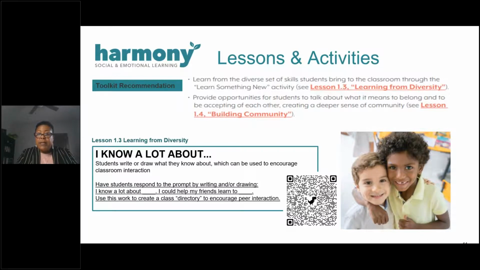The example that's here is coming from our lesson 1.3, Learning from Diversity. And we're talking about I Know a Lot About, where students have the opportunity to write or draw what they know about, which can be used to reinforce literacy skills and encourage classroom instruction.